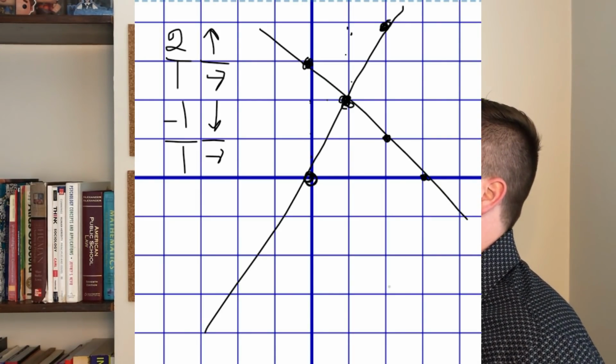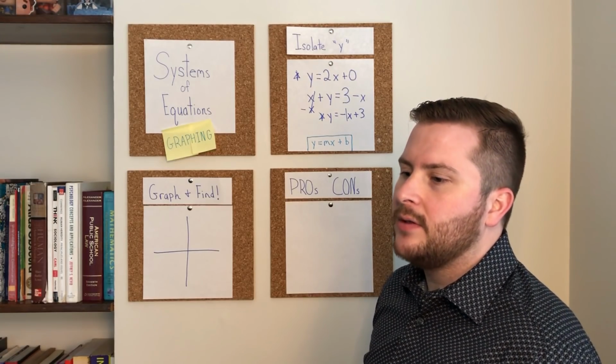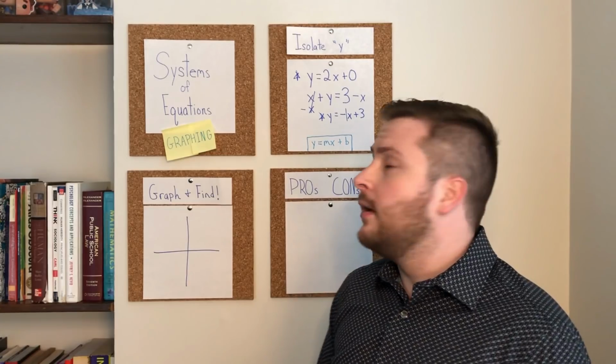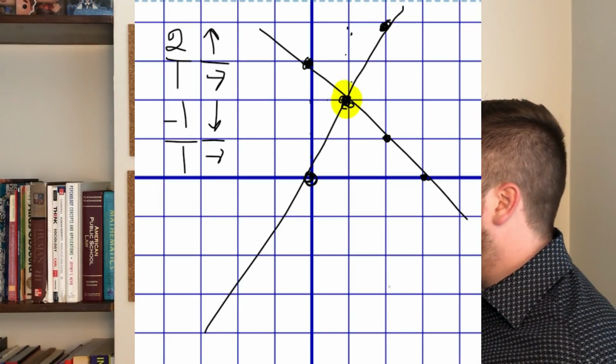Now from that point, I'm going to do it one more time. Down 1 to the right 1. Make as many plots as you want so that you have a straight line. Connect the line.